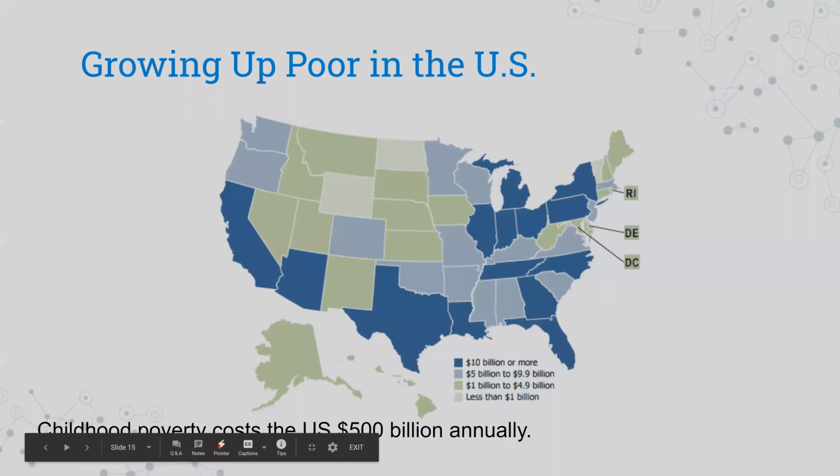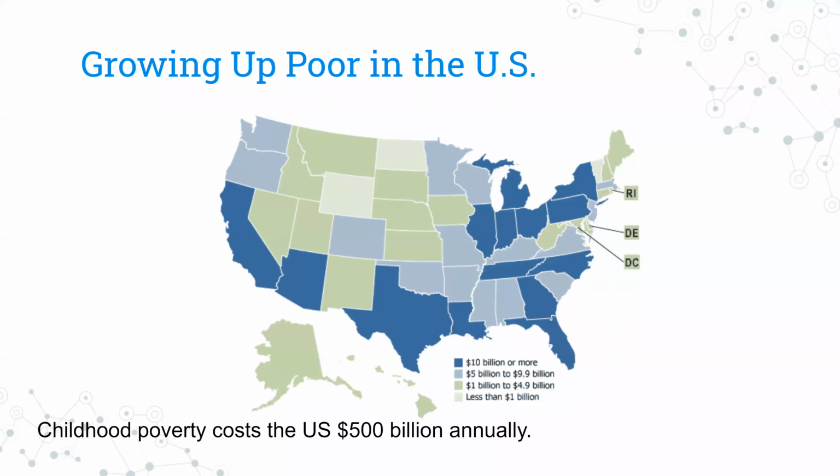Childhood poverty costs the US $500 billion annually. That is a lot. And that is largely due to the loss in potential earnings, involvement with the criminal justice system, and costs associated with poor health outcomes. So children living in poverty are about 7 times as likely to be in poor or fair health than children living in high income households. But even middle class children are 2 times as likely to be in poor or fair health than those at the top. And that is significant.